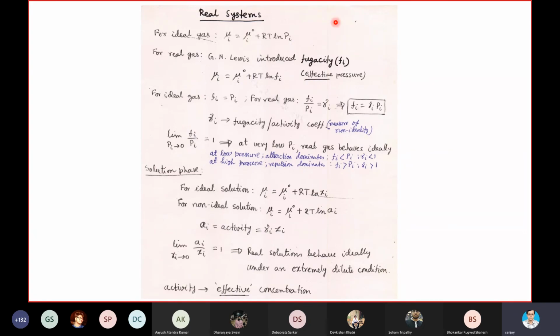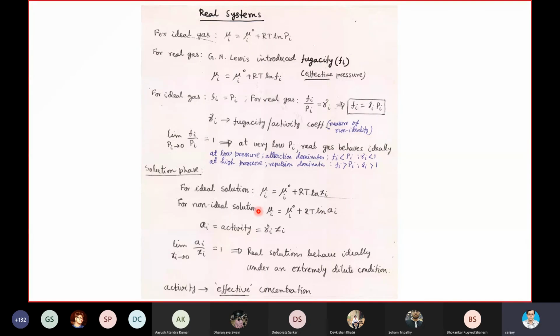So for an ideal solution, instead of pressure, we write in composition. That means the mole fraction. There are different ways you can write composition, and mole fraction is one of them. Since we are used to that, you can write mu equal to mu_i^0 plus RT log of x_i. This is for an ideal solution. Again, ideal solution means very, very dilute solutions. There is almost no interaction between the particles in the solution phase.